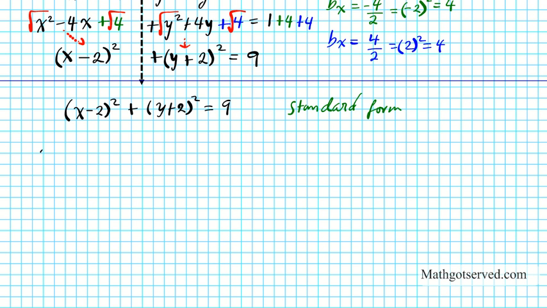Alright, let's find the center first. Center, you get the opposite of the number next to the x, which is 2, and the opposite of the number next to the y, which is negative 2. And then the radius is the square root of the number on the right side of the equation. Square root of 9 is 3, so we're going to go 3 units up, down, to the right, and to the left. Okay? So that's how we're going to graph it.